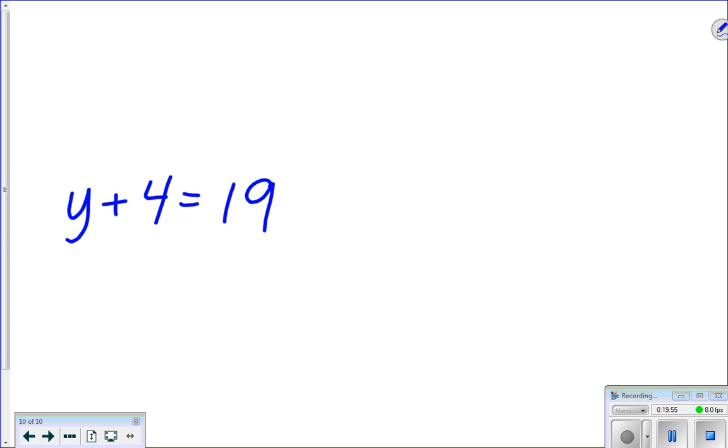I want you to do them out on your paper, actually. That's a Z. Maybe I'm not going to use Z. It looks too much like a 2. Let's use an m. There we go. Okay, so I have y plus 4 equals 19, and then my second one is m minus 10 equals negative 3. Do both of them.